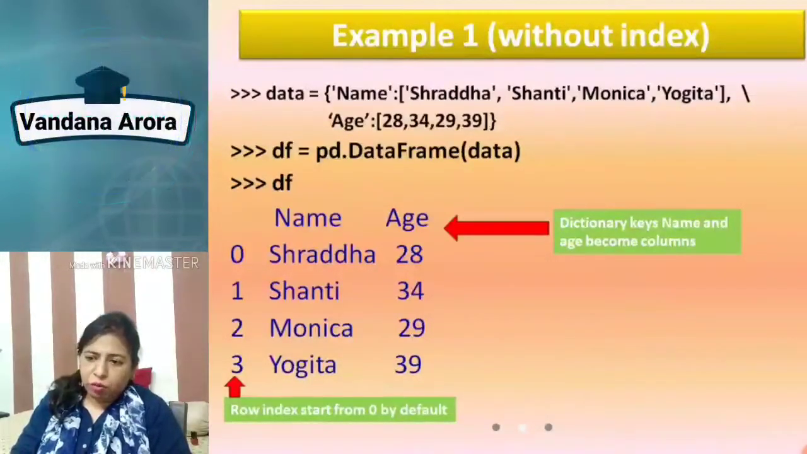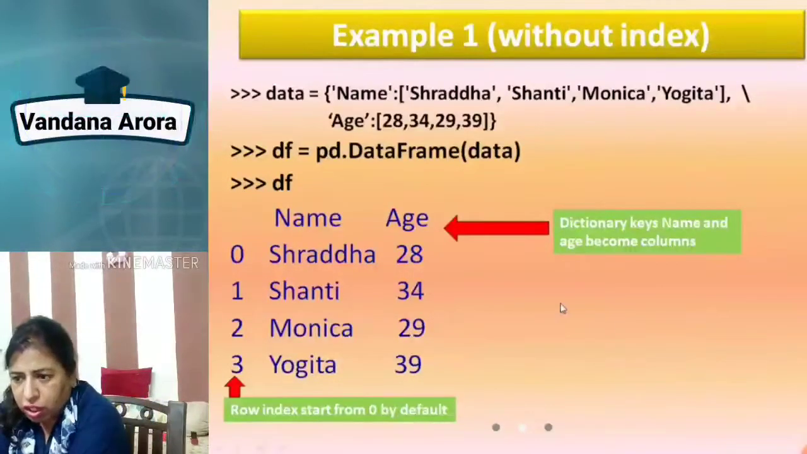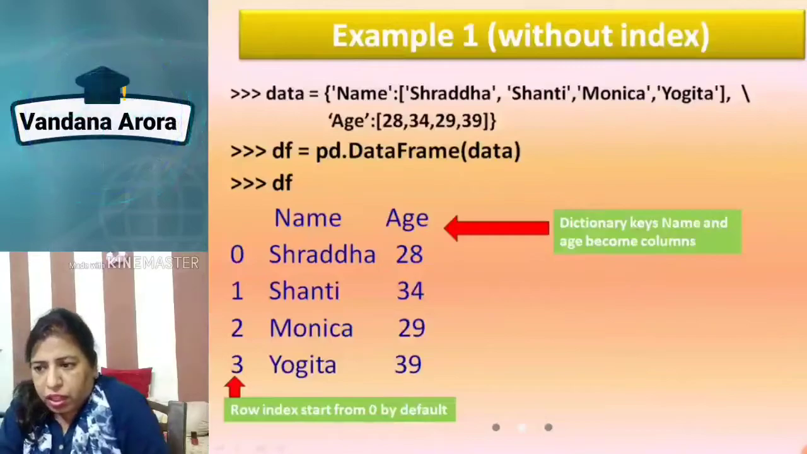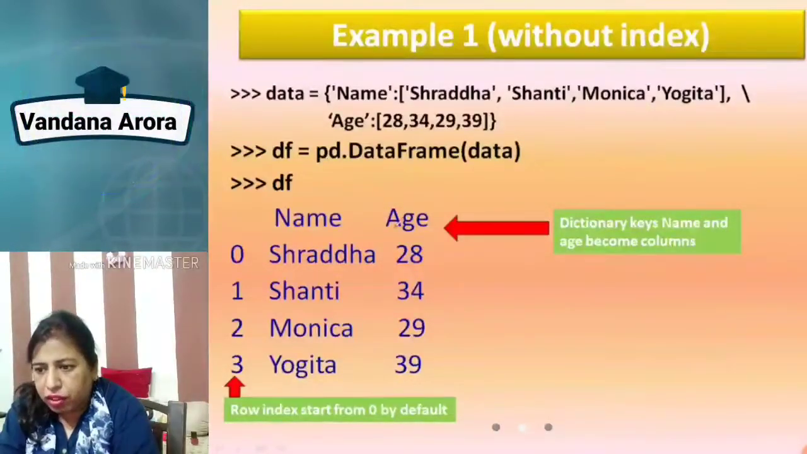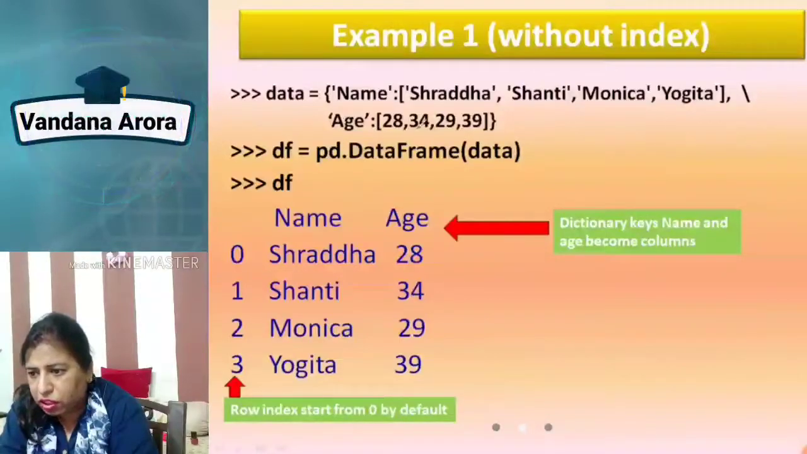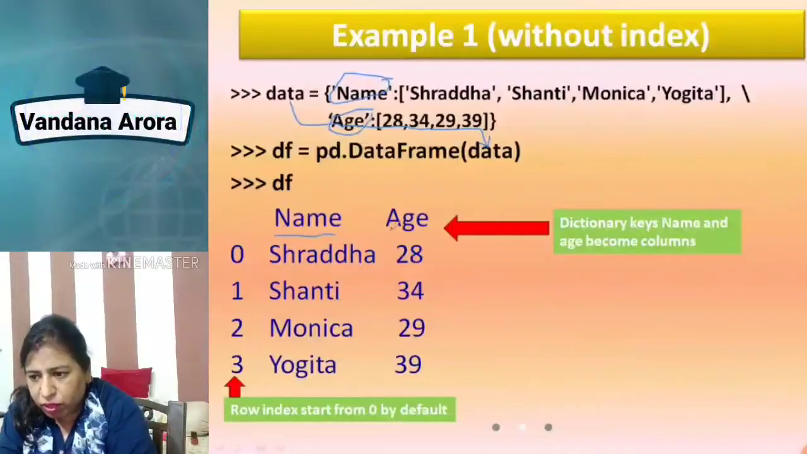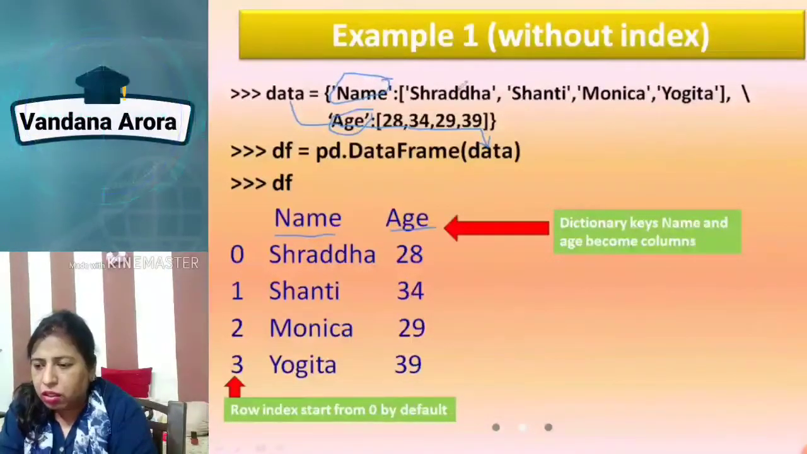And second key I am using here is age. Age is again a list: 28, 34, 29, 39. When I am passing this dictionary to my data frame, what will happen? The keys of the dictionary will become my columns. You can see that name and age will become my columns, and Shraddha, Shanti, Monica, Yogita will be stored in the name column, and age will be 28, 34, 29, 39.